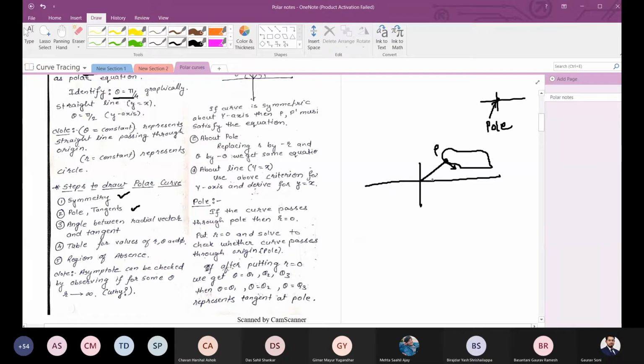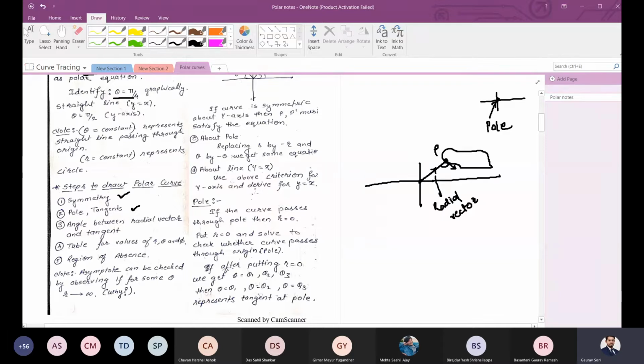And the vector which is joining the origin to this point is called the radial vector. So there is an angle between the radial vector and the tangent vector, and we are going to look at that angle. So the third point is the angle between the radial vector and the tangent vector.